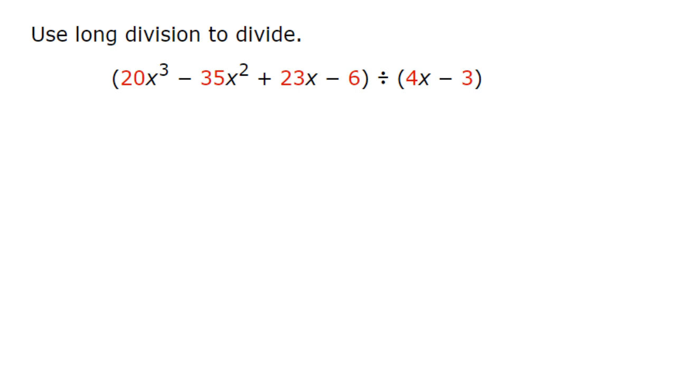I see my divisor is already in descending order. The highest exponent is a 1, and then that 3 is a constant. So that one's okay. And my dividend is also already in order. The highest degree of this polynomial is a 3, then it's a 2, 1, and a constant. So it's in descending order, okay? So now we can go ahead and divide.